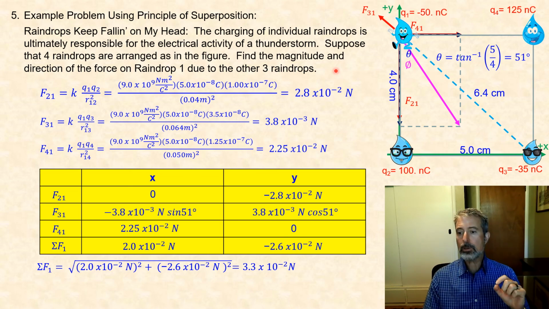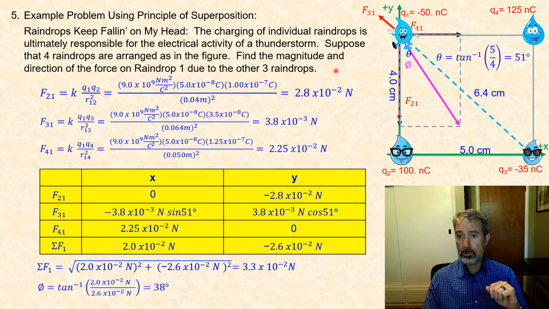The magnitude we can get by using the Pythagorean theorem. The magnitude of the resultant is simply the square root of the sum of the squares of the components. So we'll take our x and y components for our resultant force, square them individually, add them, and then take the square root. That's just the Pythagorean theorem. And we come out with a magnitude of 3.3 times 10 to the minus 2 newtons.